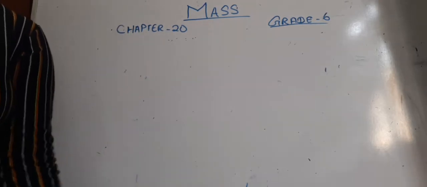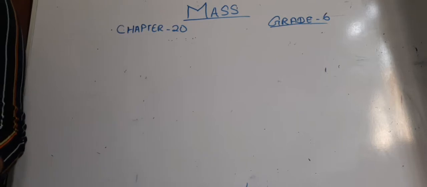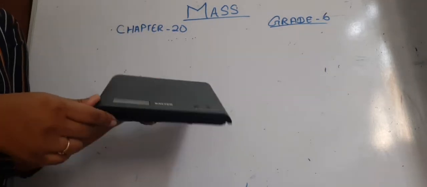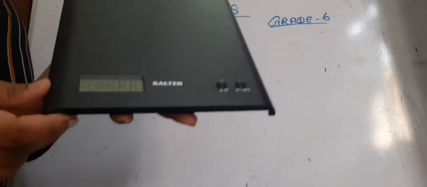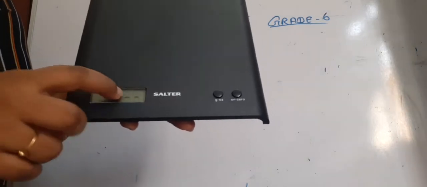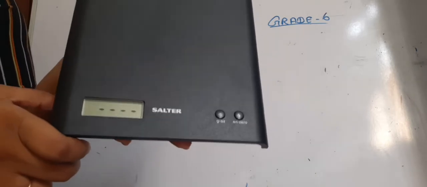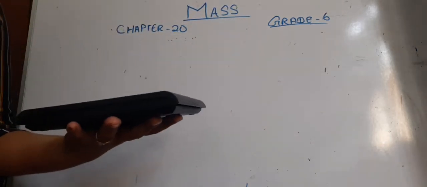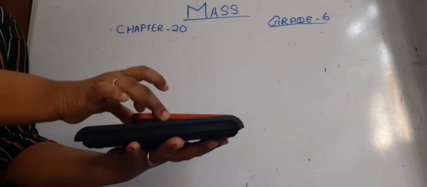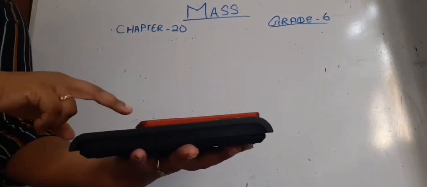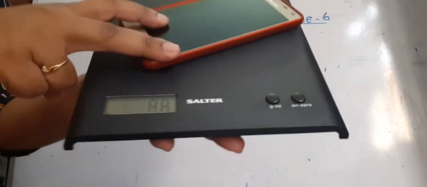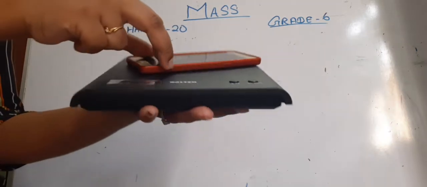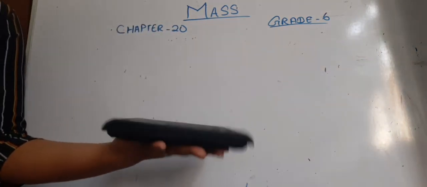So I'm going to begin this class by showing you something here. What is this now? It looks like a box with a digital screen on it. Can you see that? Now I'm going to place my phone onto this. Now it says, can you see? Yes, it's a weighing scale actually.